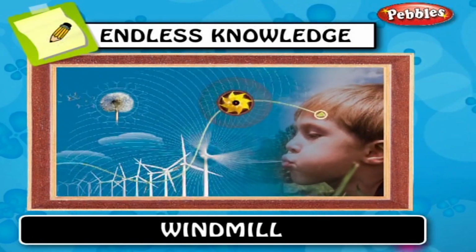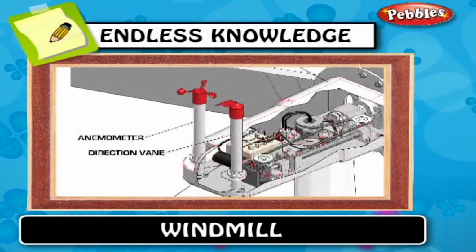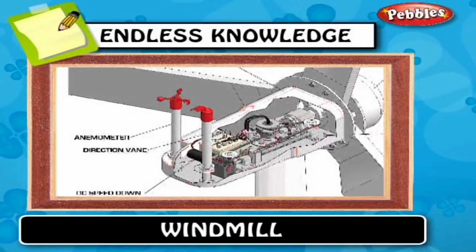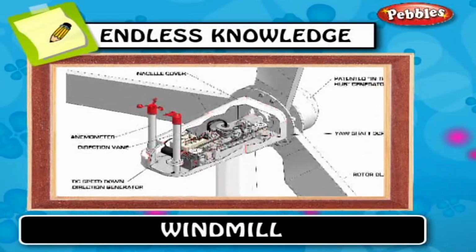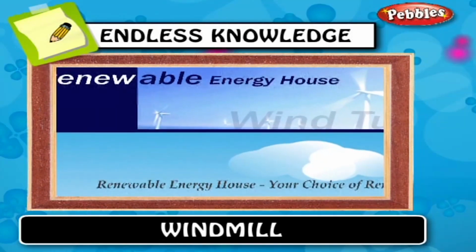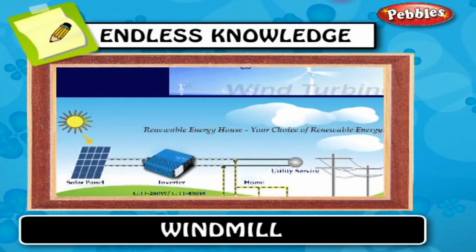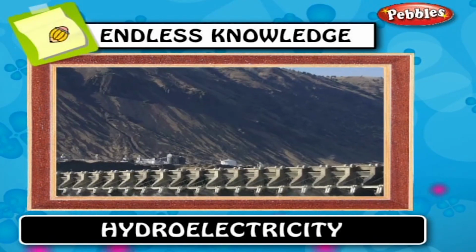Wind energy. Wind power is the conversion of wind energy into a useful form of energy, such as using wind turbines to make electricity, windmills for mechanical power, wind pumps for pumping water or drainage, or sails to propel ships.